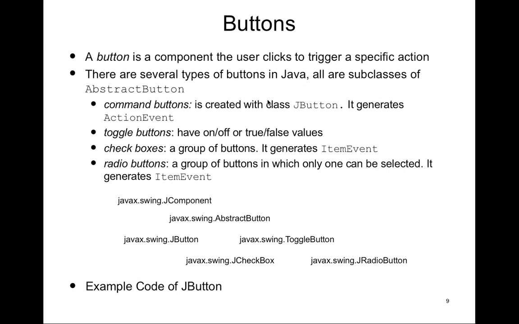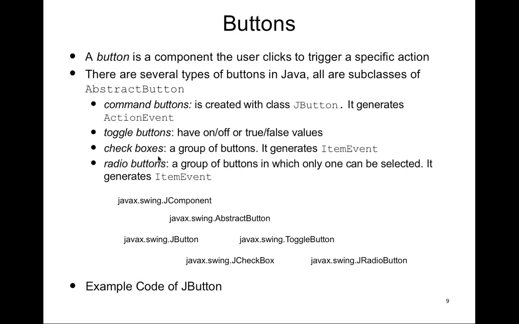We have command buttons, which are created with the JButton. It generates an action event. Toggle buttons, check boxes, radio buttons. These are all actually coming from the same hierarchy of buttons. So a radio button or check box is actually a button because it's something you're clicking on. And you have an on-click event that occurs with that, which is the action event, the lower level method that's going to occur on the action event. So toggles on and off are a true or false value that's generated, and then a group of buttons might generate from an item event, like clicking on a series of 5 radio buttons or something.